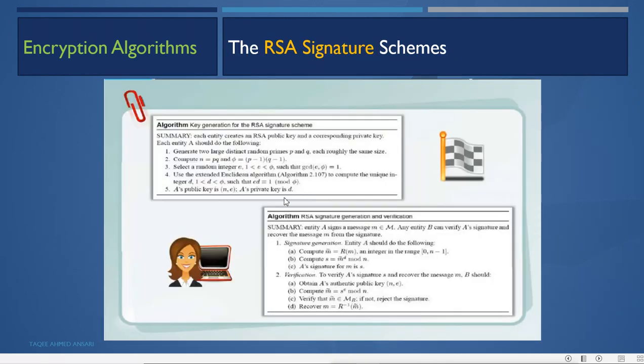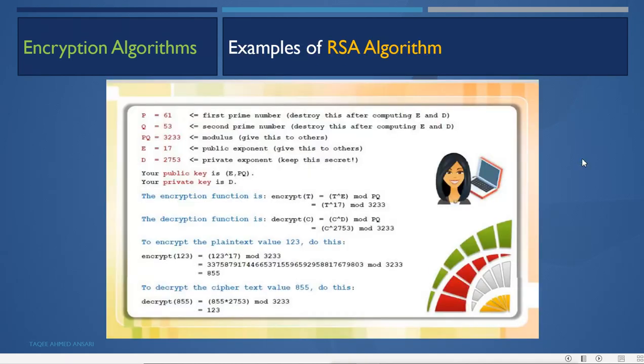For example, the RSA signature scheme. So this is the RSA signature scheme, and you can see the scheme is completely mathematical. It is the algorithm for key generation for the RSA signature scheme. Then this is the algorithm for key generation and verification. So this is the key generation, and this is the verification method. And this is the example of the RSA algorithm. And we can see that it is actually a mathematical formula.